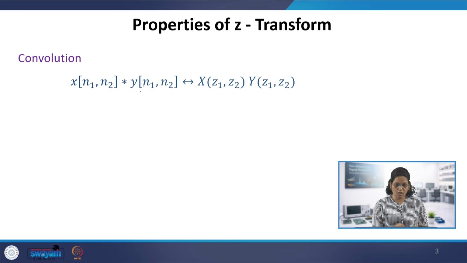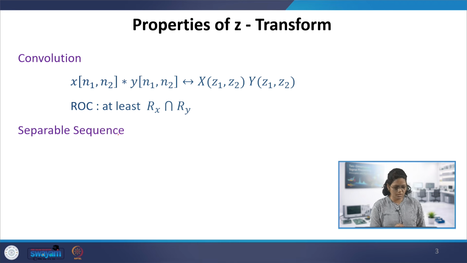When we convolve two 2D sequences, the result in the frequency domain is going to be X into Y, that is X of z1, z2 times Y of z1, z2. So it's a product in the case of the Z domain. What happens to the ROC? Again, the ROC is the intersection of Rx and Ry, where Rx is the ROC of x and Ry is the ROC of y.